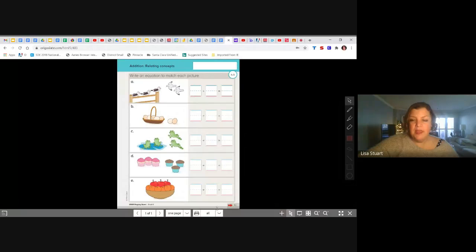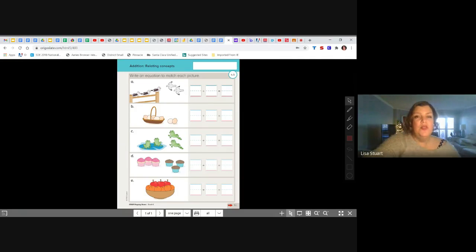And I see a pink fish on page 91. I see some directions. I'm going to write my name at the top. You can do that. And we're going to write an equation to match each picture, just like we did last time with the bees and the ladybugs. It's going to look like how many do we start with and how many more are added.